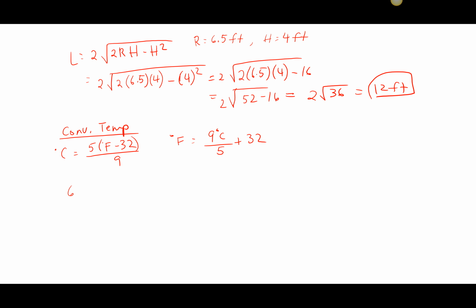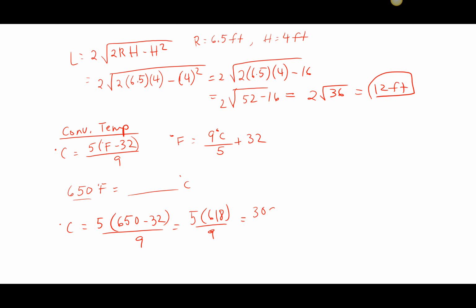So what if we have this? 650 degrees Fahrenheit equals, we want to know what that's going to be in Celsius. So how do we do that? Well, we use our formula for Celsius. Celsius equals 5 times Fahrenheit, and our Fahrenheit value is 650, minus 32, divided by 9. So we do 650 minus 32, which is 618. 5 times 618 is 3090, divided by 9. So that's going to approximately equal 343.3 degrees Celsius. Okay?